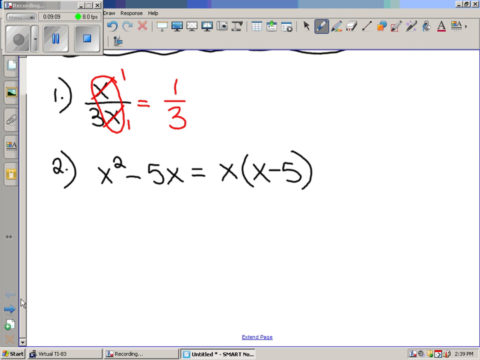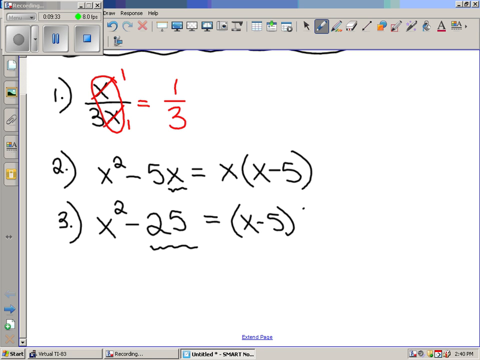So let's practice again. Suppose now you have something like this. Looks very similar to it. But notice that the second term, this term over here, doesn't have an x. Very nice. Yeah, it's going to be x take away 5 and x plus 5. Very, very nice.